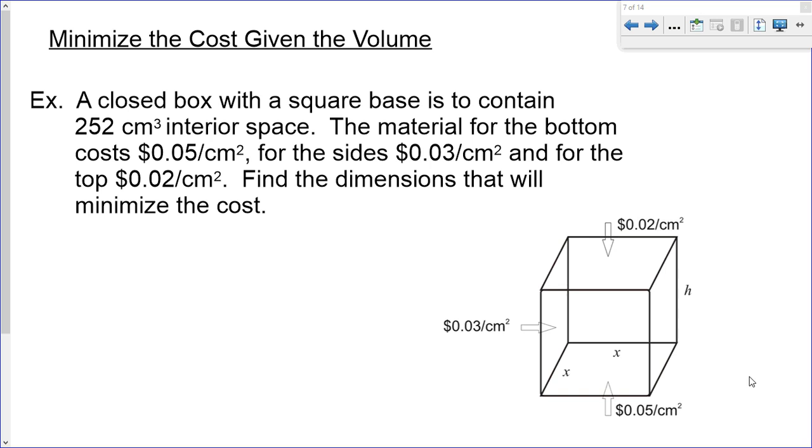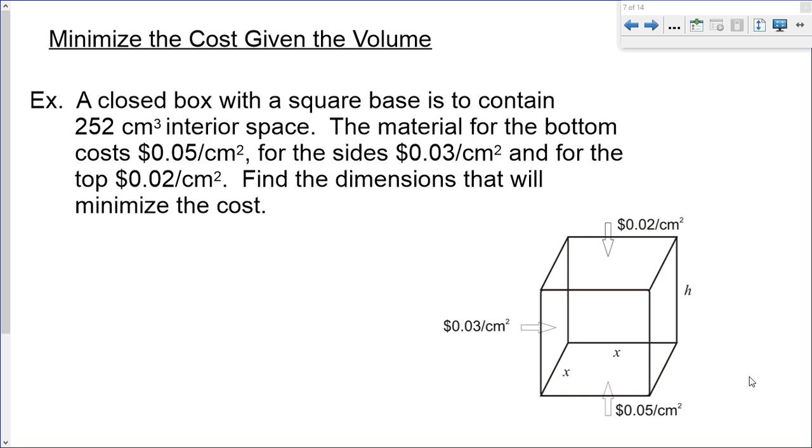Okay, so it's a typical minimal cost problem, right? If it was a shape that we were building to contain something, and we had to build quite a few, we'd want to make sure that the cost was minimized. And we have a certain amount of material based on different prices. The different prices represent maybe the bottom might be a different material, the sides might be a different material, and the top might be a different, maybe cheaper material.